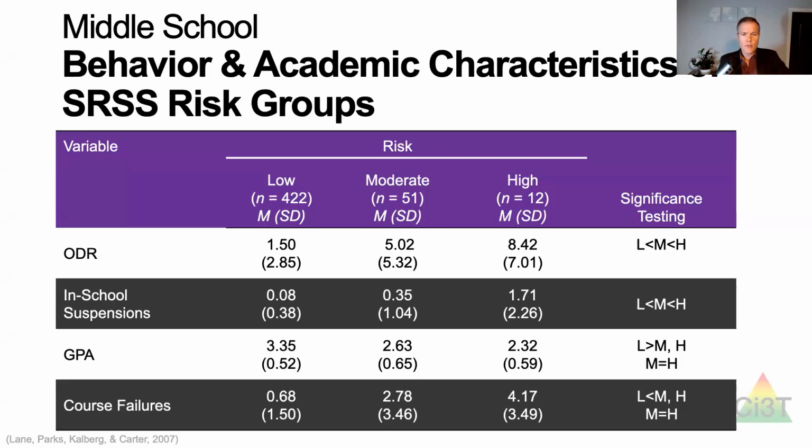It goes up with moderate and high risk. GPA goes down. The number of course failures increases. This is powerful data that we can use, and it doesn't take a lot of time to gather in the fall. And then we do it again in the winter. So any changes there, we can start interventions for those students. And we do it again in the spring with 6 weeks or so remaining so that we can support students as well for a 6 weeks intervention period.